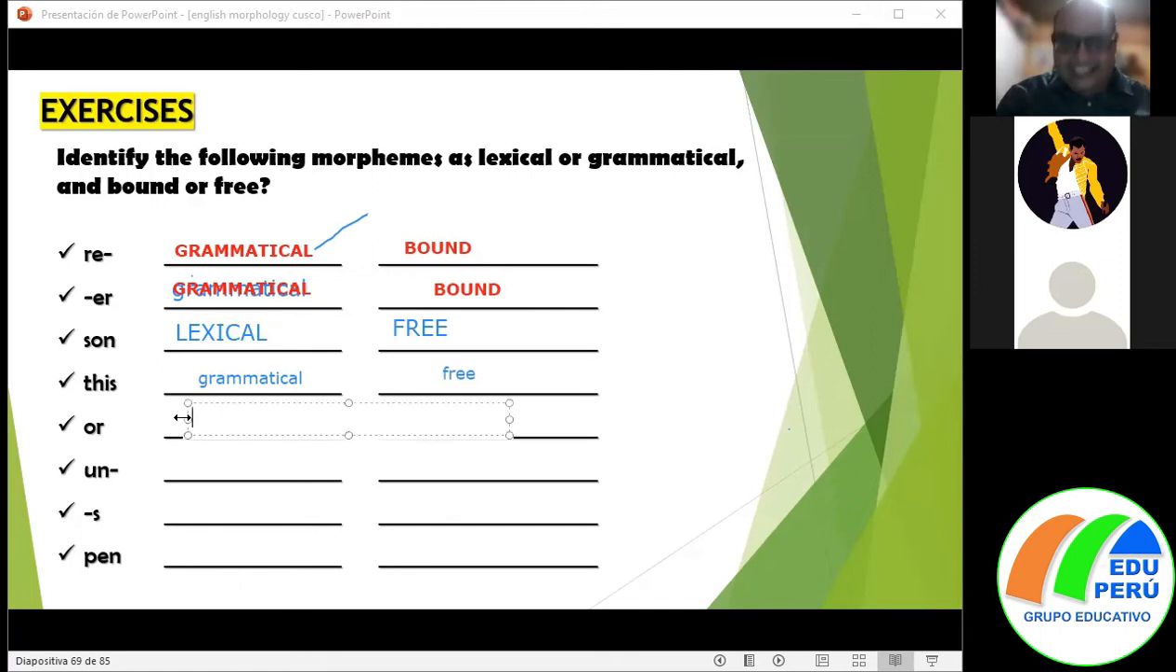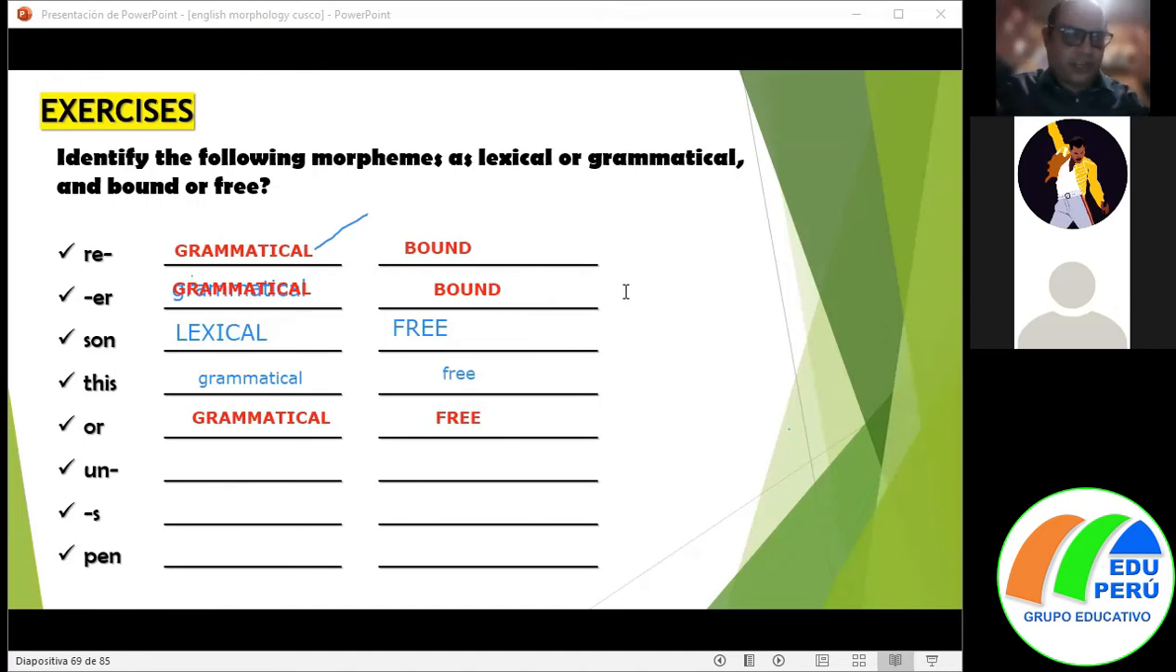Exactly. "Or" is a connector. Yes, that's it. It's a function word, right? So this is grammatical. I'm going to write it. Grammatical free. That's right. Very good. Yes, grammatical free because it's a conjunction. All right. Remember, you have to get this into your mind. Lexical morphemes are content words: nouns, verbs, adjectives, adverbs. All right.